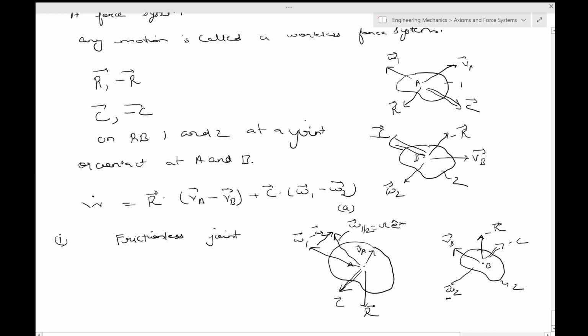Similarly you have VA, and now VB is like this, so minus VB would be like this, and this would be V of A with respect to B in the direction E. This is clearly body 1. So this is how we have a frictionless joint with A of body 1 coinciding with B of body 2. Now VAB is equal to VA minus VB, which is V in the E hat direction. Omega 1 with respect to 2 is omega 1 minus omega 2, which is omega in the E star direction.